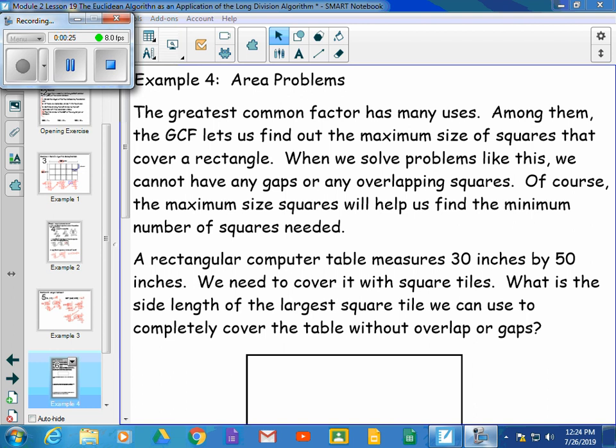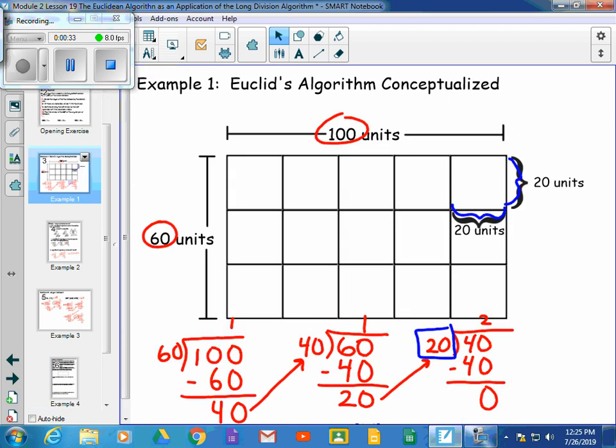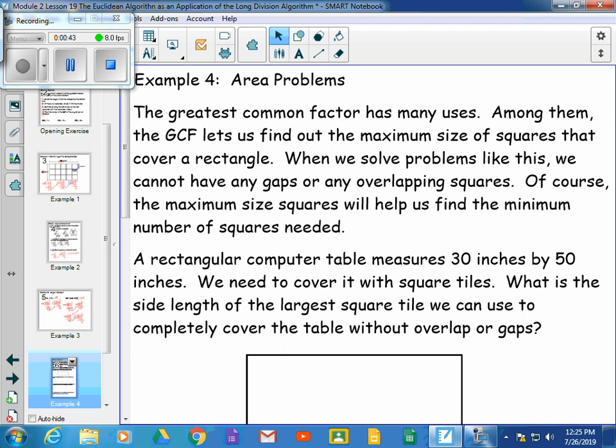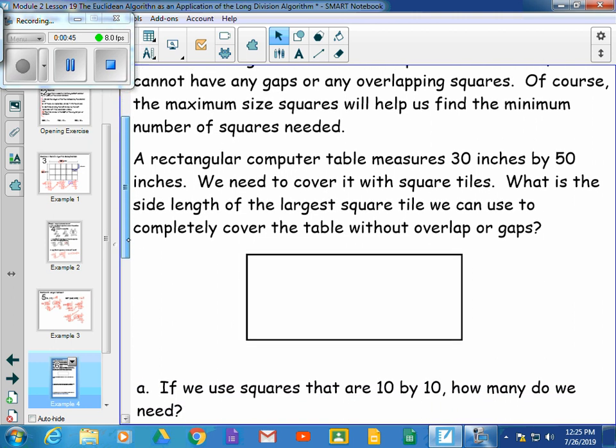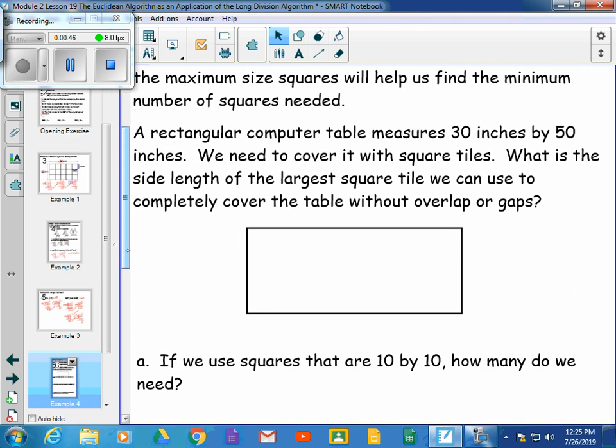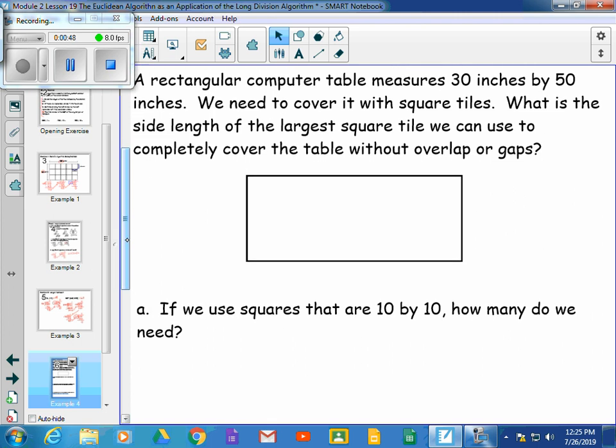Of course, the maximum size squares will help us find the minimum number of squares needed. We've already covered this when we talked about example 1. We found the greatest common factor of the dimensions as the largest square that we could put in there that covered the area without overlapping or having any gaps. So let's apply that again here for this problem.